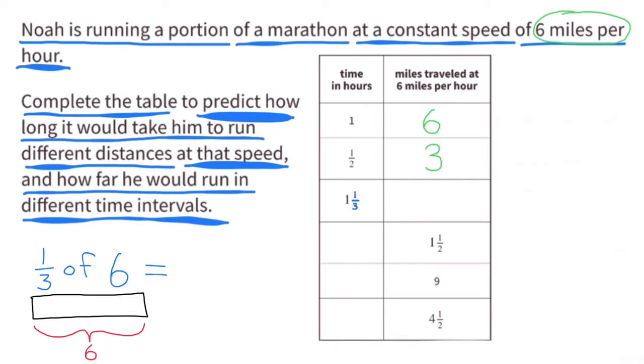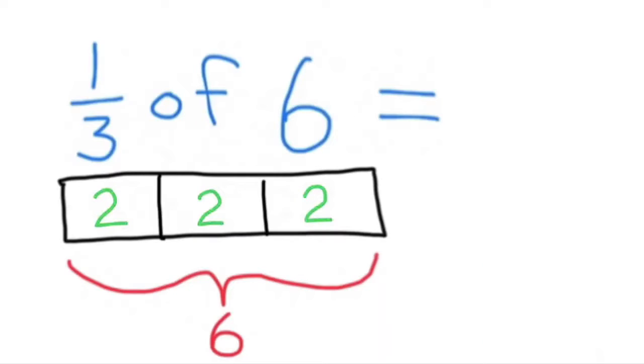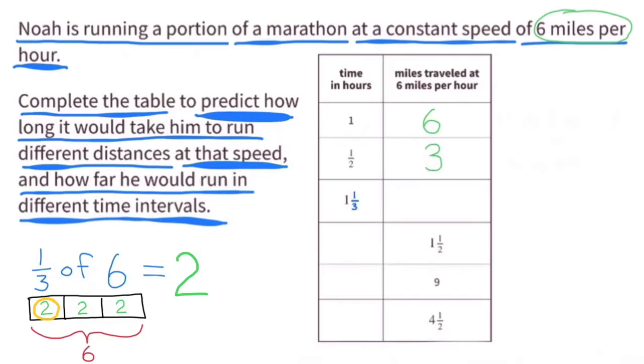Imagine this block represents 6. When we cut this block into 3 equal pieces, each piece is worth 1/3 of 6. 2 plus 2 plus 2 equals 6. So 1/3 of 6 is 2. So in 1/3 of an hour, he could run 2 miles.